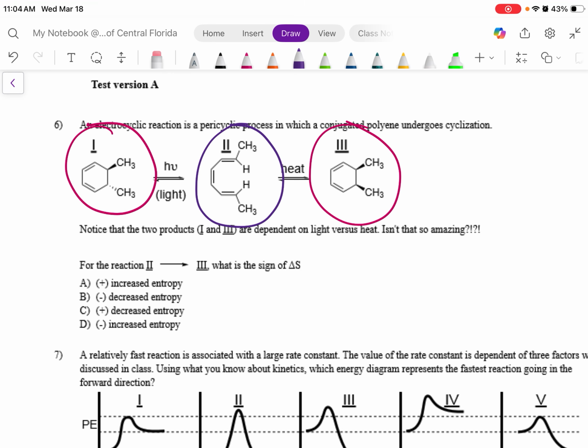So molecule 2 has the most entropy. And so going from molecule 2 to molecule 3 is a decrease in entropy because it's being restricted. So when we have a decrease in entropy, that's going to be a negative entropy change. So answer choice B.